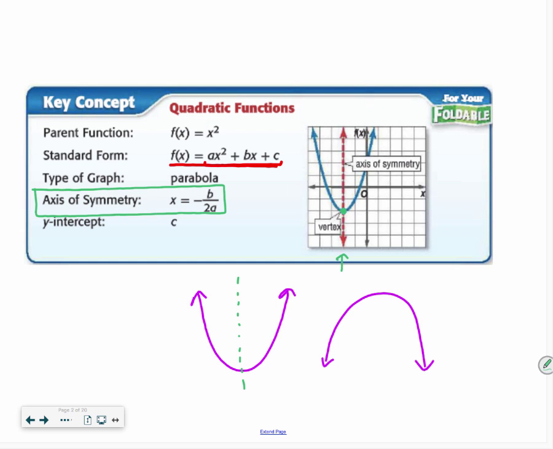A couple other things it points out is the vertex. The vertex is either the highest or the lowest point on the graph. It's kind of where that U turns back around, okay?